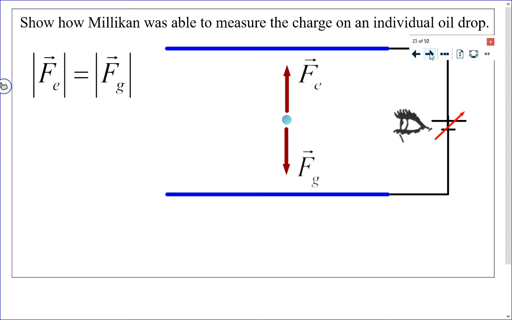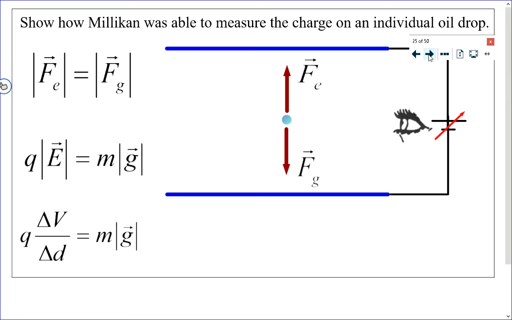Well, how are we going to analyze this data? We're going to say that since the forces are balanced, the magnitude of the electric force and the magnitude of the gravitational force are equal. We can go to our formula sheet and see that the electric force can be found by calculating charge of the drop multiplied by the electric field, and the gravitational force can be calculated using mass of the drop times the gravitational field. This becomes charge times potential difference over distance between the plates equals mass times the gravitational field. And that's because electric field between two plates is potential difference between the plates divided by distance between the plates.